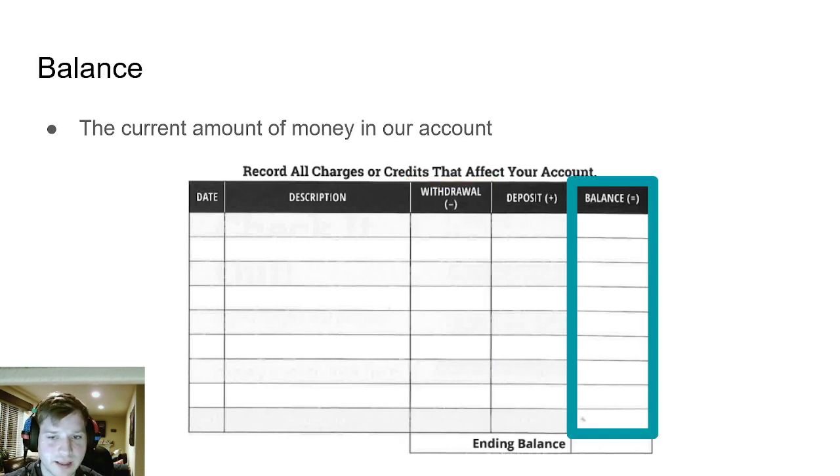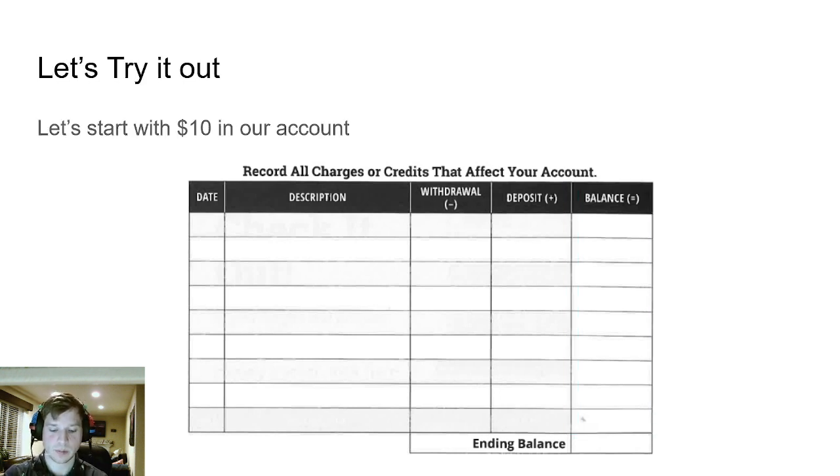Finally, we have a balance. A balance is the current amount of money in our account at any given point, so we know that we're not overspending and we still have money in our account. Okay, so let's try it out. Let's start off with $10 in our account.